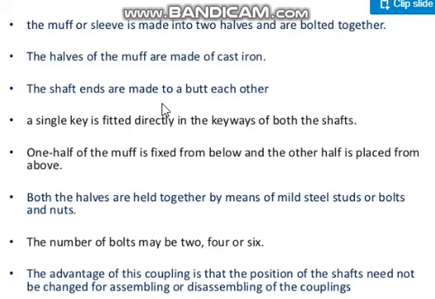The shaft ends are made to butt each other. There are two types of joints: lap joint and butt joint. Butt means just hitting each other, and lap means one above the other. A single key is fitted directly in the keyway of both the shafts. Or two keys individually in the two shafts is also possible. There is no hard and fast rule that it should be only one single key. One half of the muff is fixed from below and the other half is placed from above.